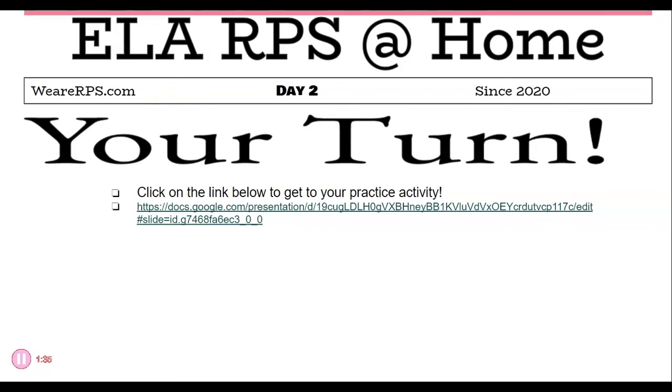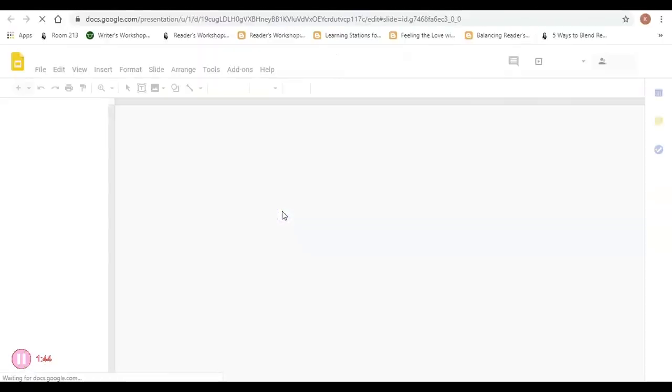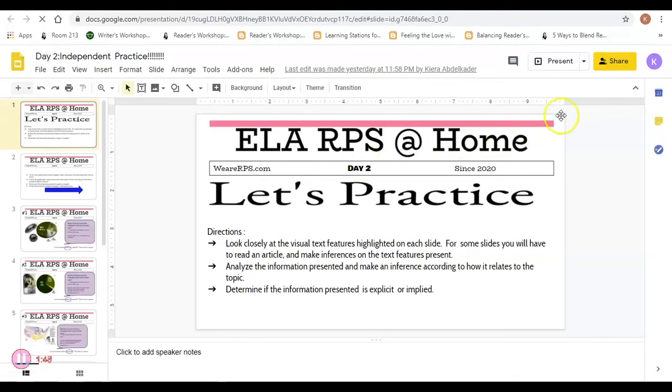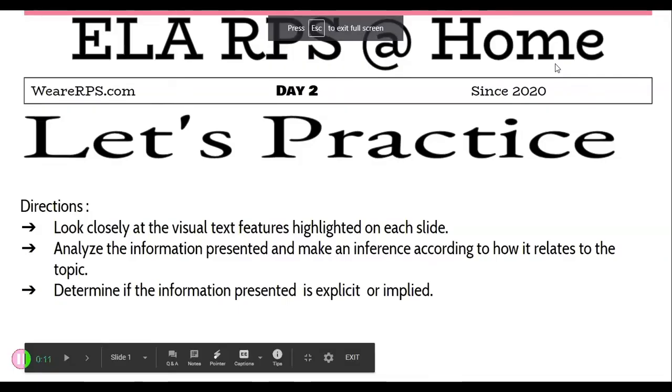Your independent activity today is going to be done through a Google Slides presentation. So when you get to your activity page, it will look something like this. It'll say day 2 and it'll say let's practice. It'll bring you to an activity that's called day 2 independent practice. And your first screen will say let's practice. You want to make sure that you press the present button so that you'll get this screen.